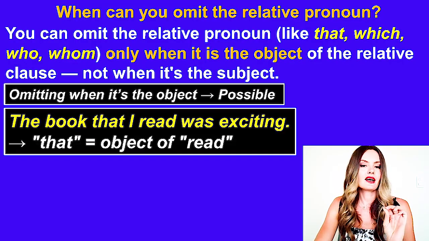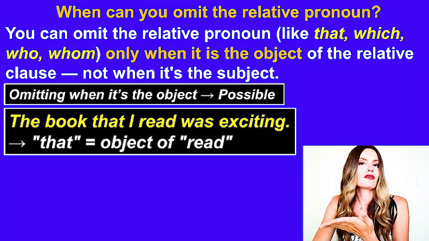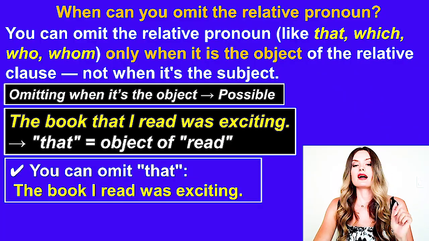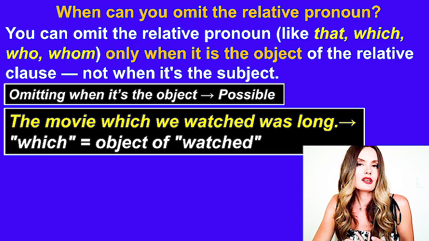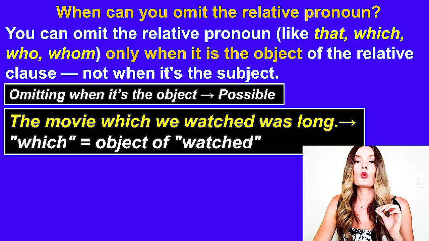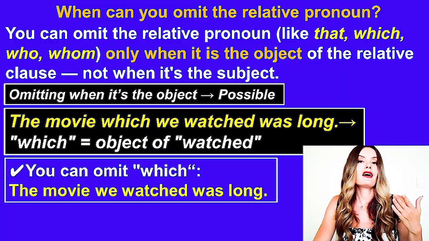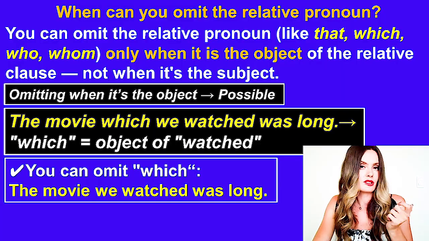The book that I read was exciting. That is the object of read. You can omit that. The book I read was exciting. The movie which we watched was long. Which is the object of watched. You can omit which. The movie we watched was long.